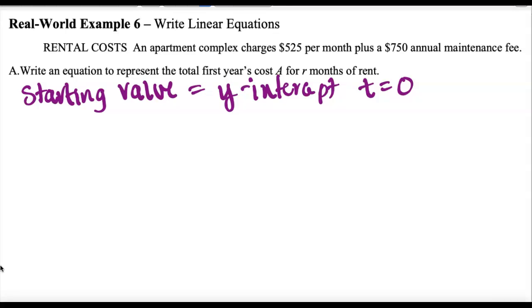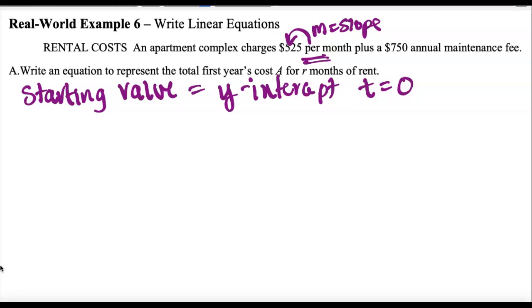So let's look at this example. An apartment complex charges $525 per month. So this per here implies that this is your m, this is your slope, and plus an additional $750 in maintenance fee. Write an equation to represent the total first year's cost A for our months.